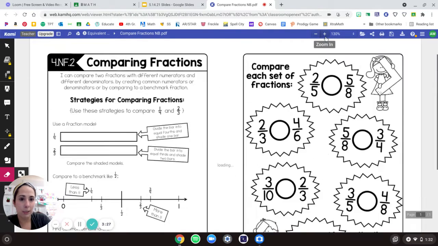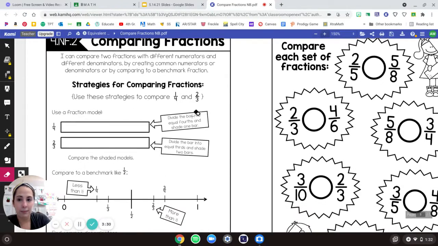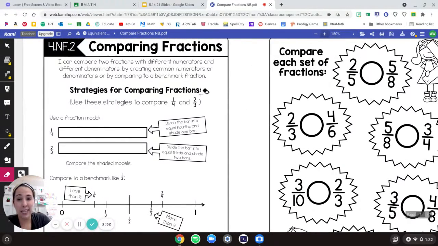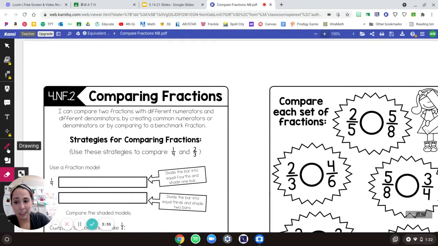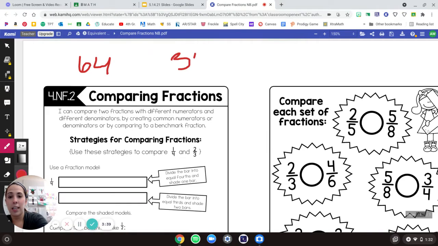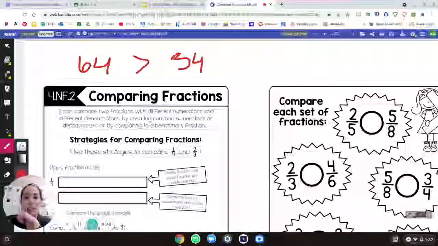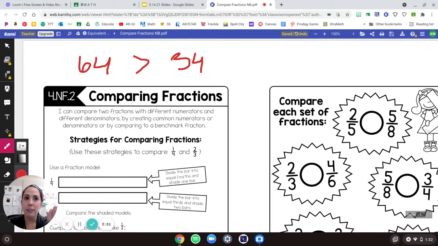I'm going to zoom in a little bit. Okay. So today we're going to talk about comparing fractions. And we talked about in class how we can compare numbers. Like we did 64 and 34. We said, well, we know 64 is bigger. So we said we could use that sign. 64 is greater than 34. And now we're going to use that idea, but we're going to think about it with fractions. We're going to look at our numerators and denominators and try to make sense of how we can do this.